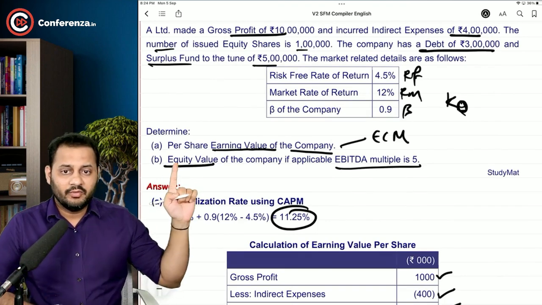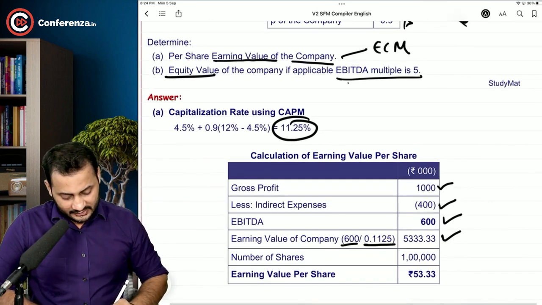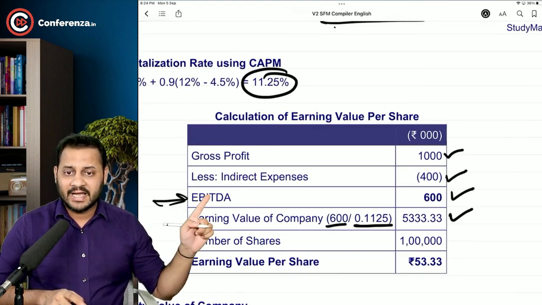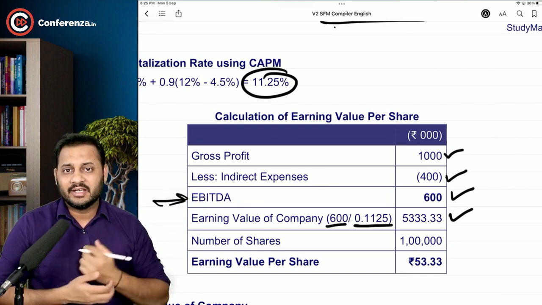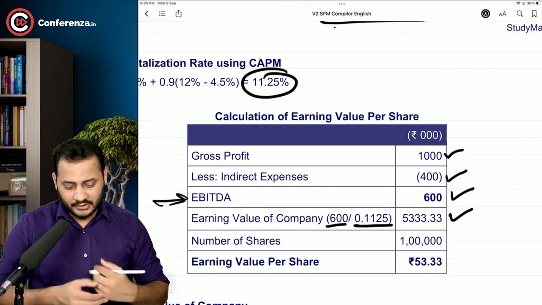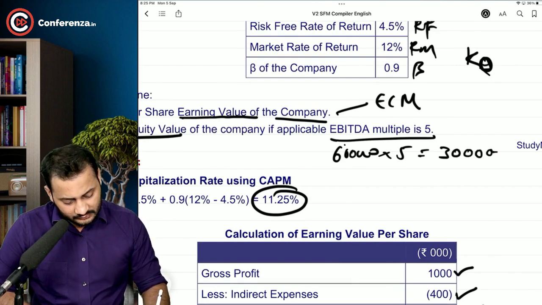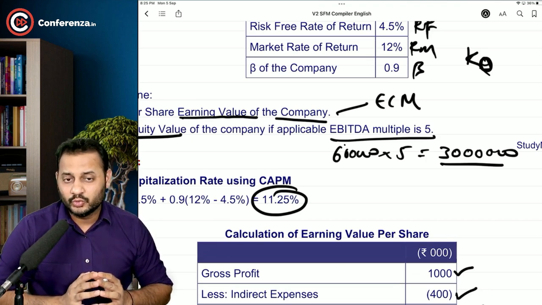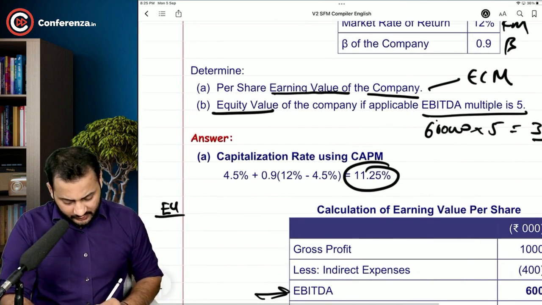Now, what is the equity value of the company? Not the total. Equity value of the company if the EBITDA multiple is 5. Now, 10 minus 4, 6 lakhs is nothing but the EBITDA itself, because no information of interest, tax, depreciation and amortization is given. So what will you assume? The gross profit minus indirect expenses is EBITDA itself. So EBITDA is 6 lakhs into 5. So that will be 30 lakhs. 30 lakhs is the enterprise value. EBITDA multiple 5. What is EBITDA multiple? So it's very simple, EV by EBITDA.